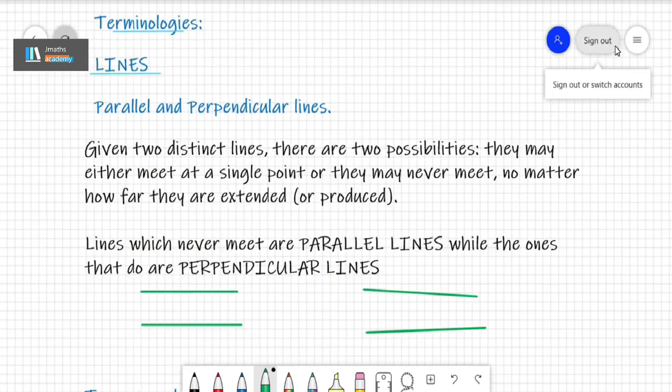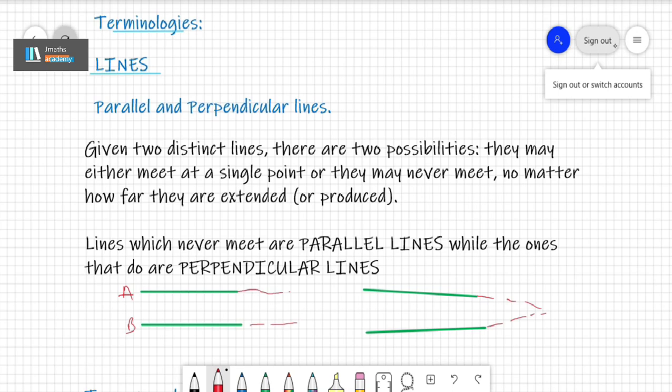So the first of our terminology we'll be talking about are lines. Under lines, we have parallel and perpendicular lines. Now, given two distinct lines, A and B, there are always two possibilities. They may either meet at a point when produced or extended, or they may never meet also when produced or extended.